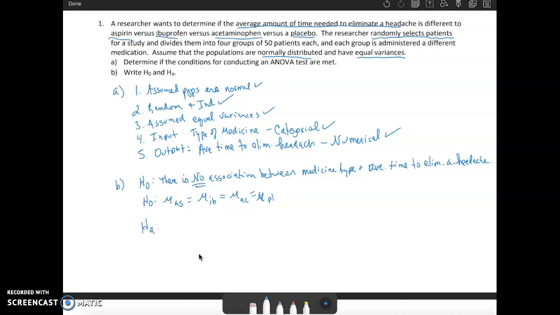Now, there are two different ways we could write the alternate. The more wordy way is to say then, if we're assuming in the null that there's no association, then the alternate would be that there is an association. So I can say there is an association between medicine type and average time to eliminate a headache.